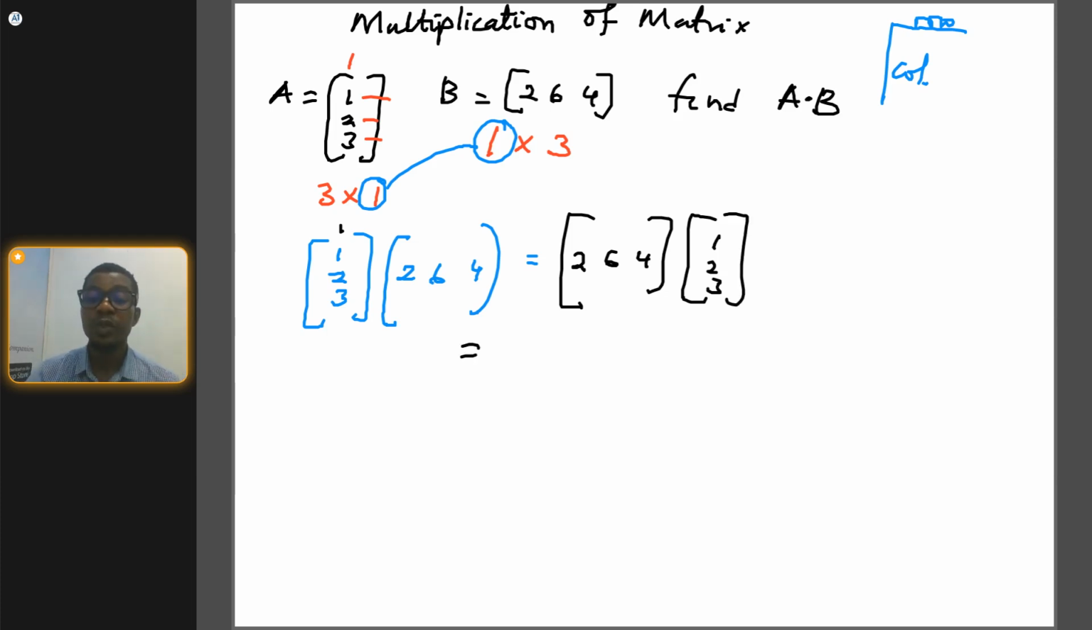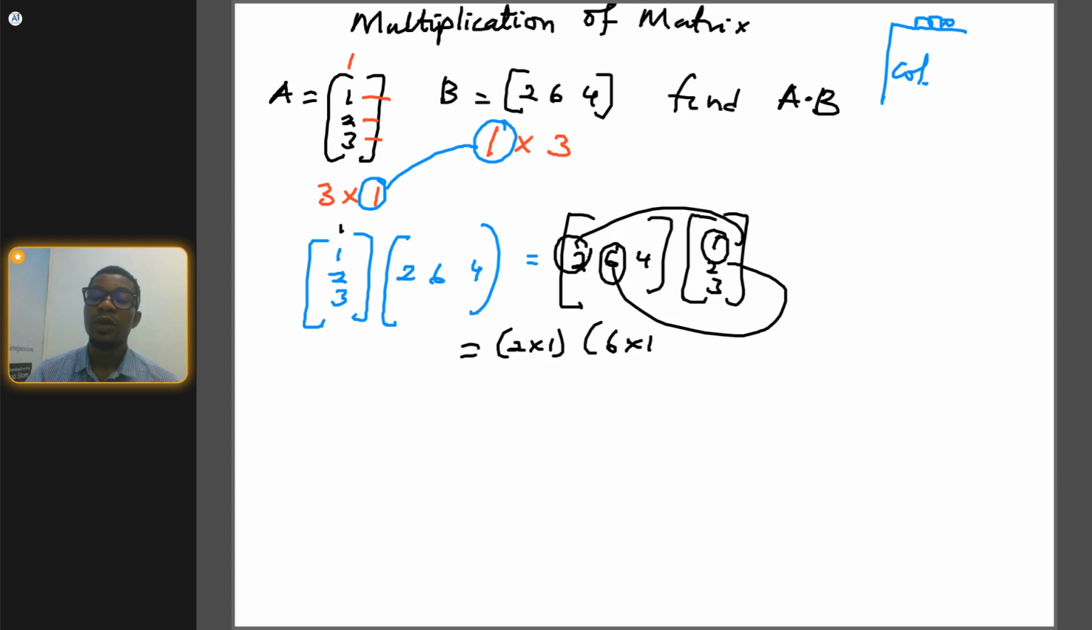Multiplying the row with the column, we have 2 multiplied by 1, 6 multiplied by 2, and lastly we have 4 multiplied by 3.